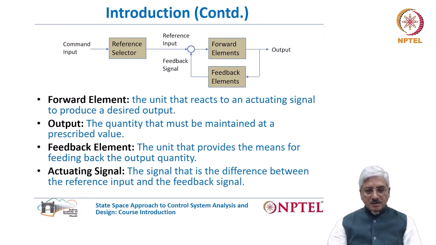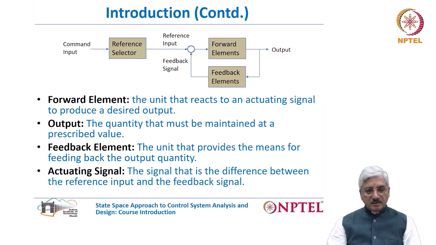Forward element is the unit that reacts to an actuating signal to produce the desired output. Essentially, this is the major part of the system. The output is that quantity that must be maintained at a prescribed value. The feedback element is the unit that provides the means for feeding back the output quantity, and the actuating signal is the signal that is the difference between the reference input and the feedback signal.